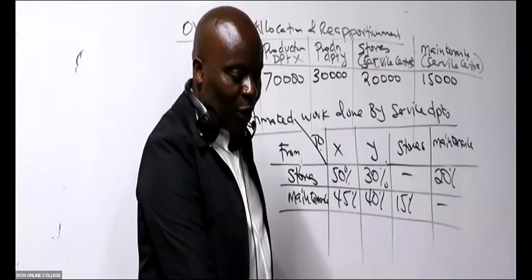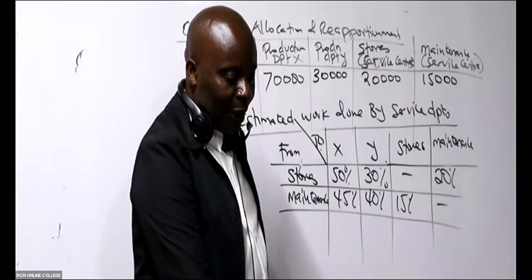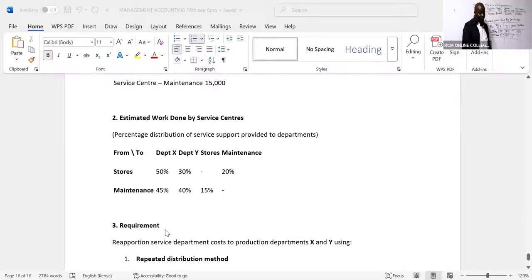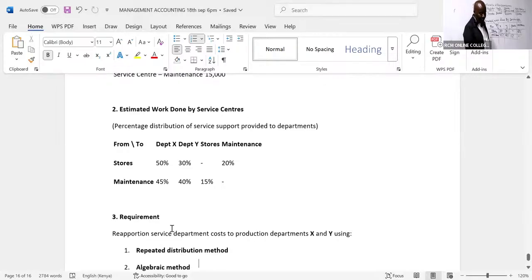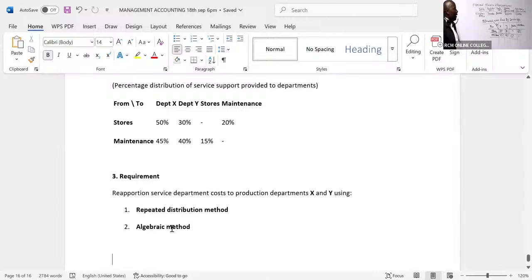Great. So then what do they want us to do now? What these examiners want us to do, ladies and gentlemen, required: reapportion service department costs to production departments X and Y, using number 1, algebraic method.